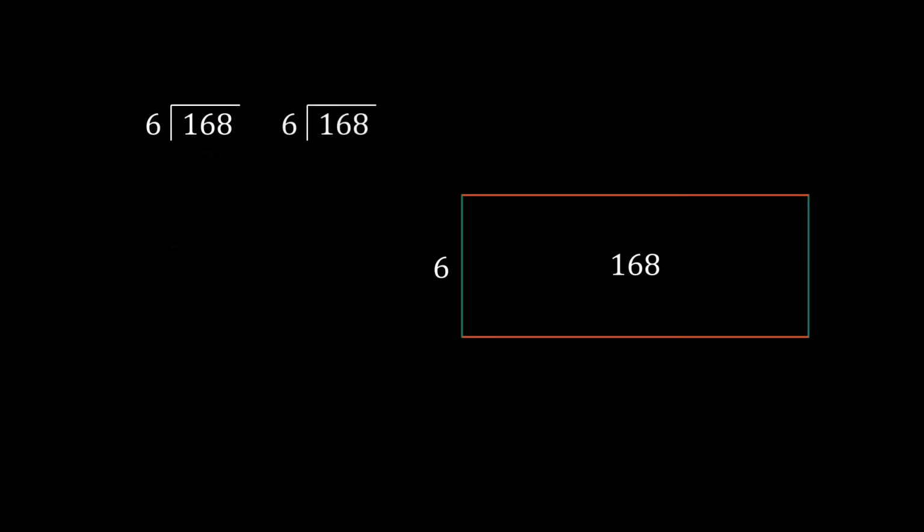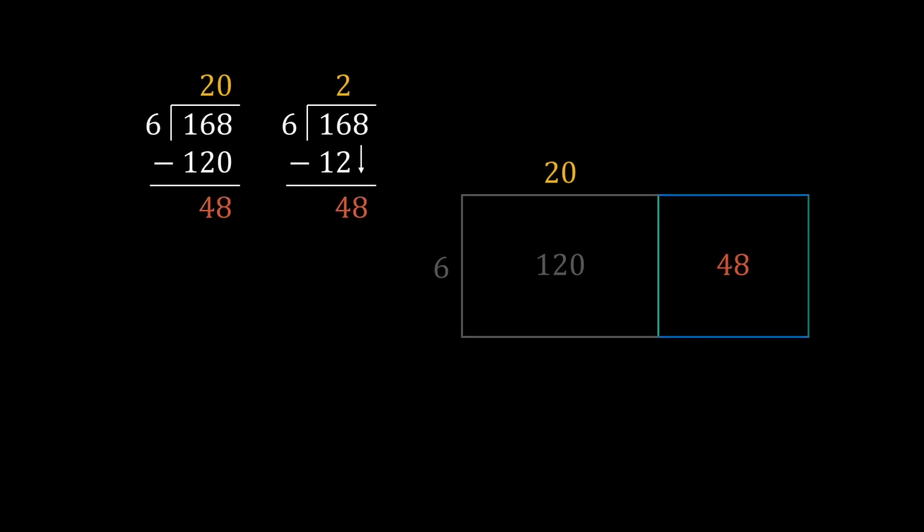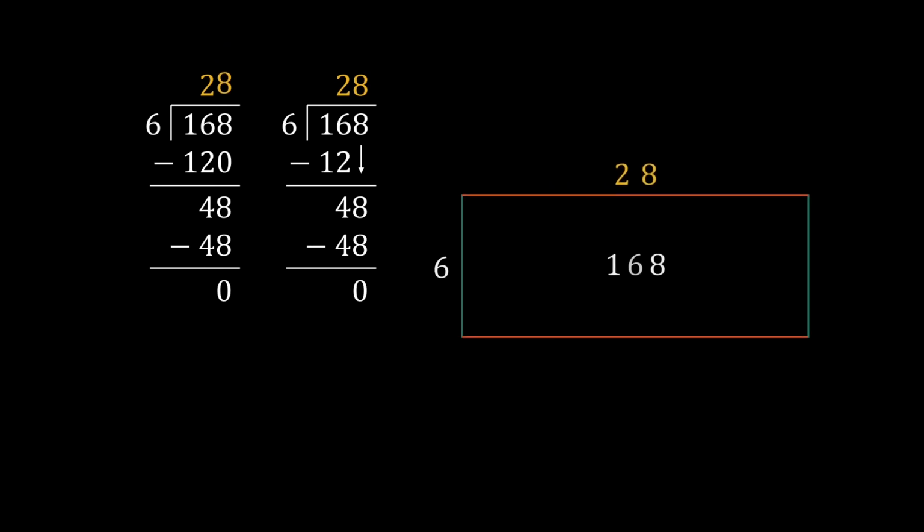Now let's look at the simplified process. This is how we learn in school. 16 divided by 6 goes in twice. So 6 and 2 is 12. And then you could subtract that, and that's 4, and you carry down the 8. Now 48 divided by 6 is 8. So you multiply that back out, and then we have 0, so we reach the end.